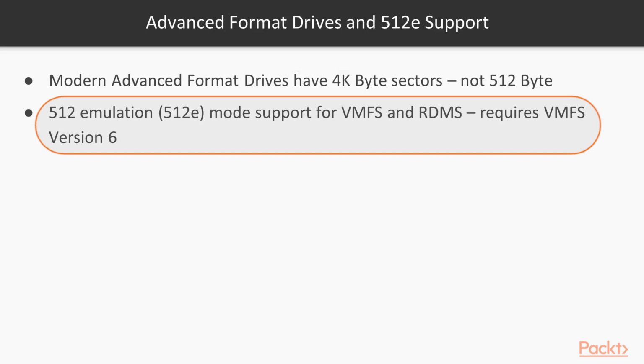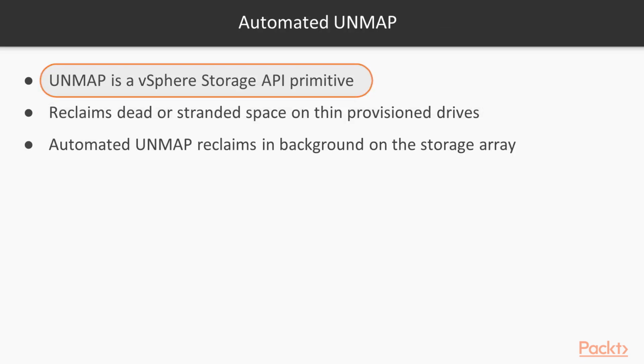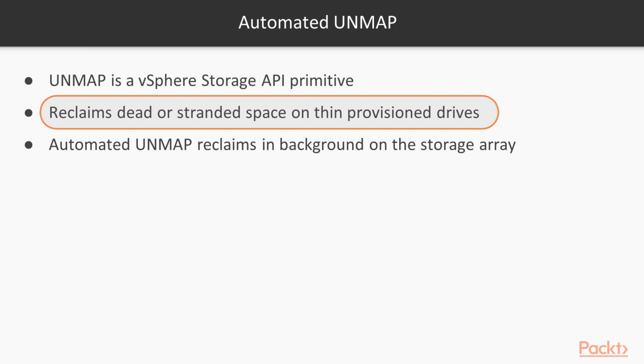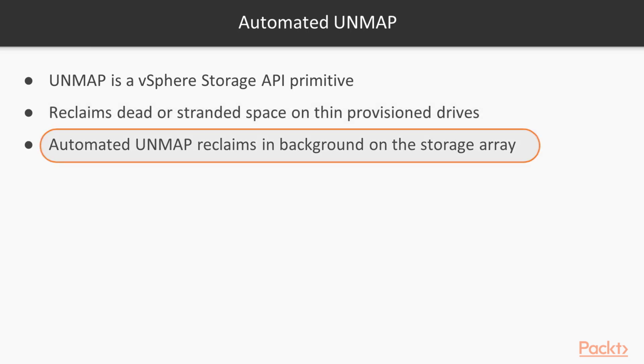And of course, it requires VMFS version 6. Unmap is a vSphere storage API primitive. Basically, what it does is that in thin provisioned drives, it reclaims dead or stranded space. Prior to vSphere 6.5, this had to be done using a command line. It wasn't difficult to do, and you could automate it obviously, but it had to be done from a command line perspective. What has been enhanced now with version 6.5 is that Unmap is now automated and it reclaims space in the background on the storage array.